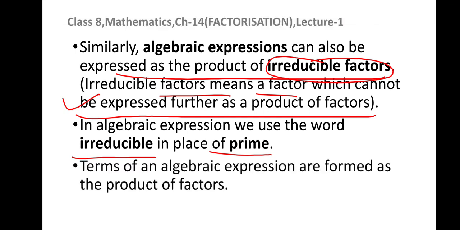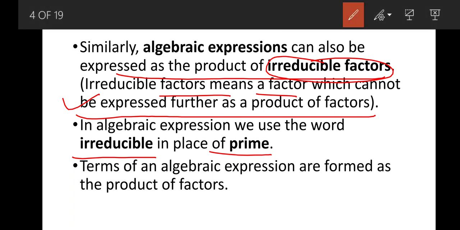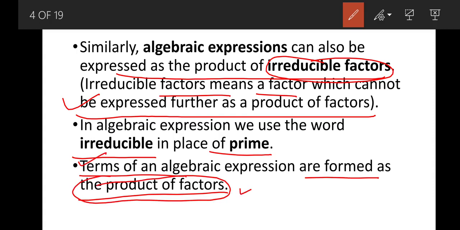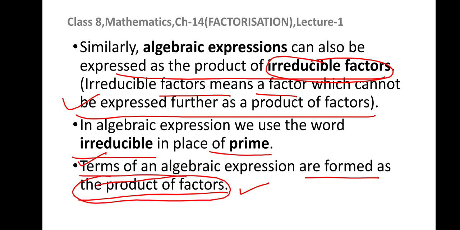And terms of an algebraic expression are formed as the product of factors. As you all know, you have already studied in the algebraic expressions chapter, we need to deal with different terms. So terms of an algebraic expression are formed as the product of factors. How are they formed? As the product of factors.